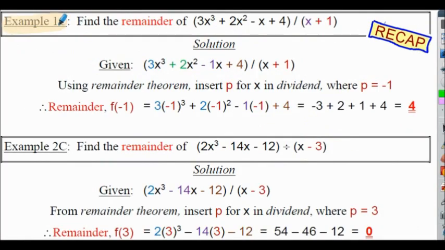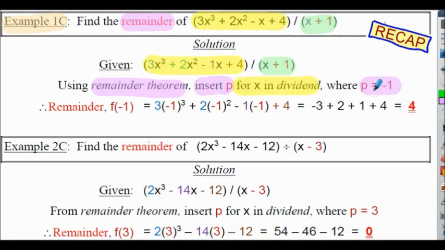Here's example 1c from the previous presentation. We're using remainder theorem to find the remainder of, given our dividend, the cubic expression, our divisor, x plus 1. So as for quadratics, using remainder theorem, we insert p for x in the dividend. Note in this case p is equal to negative 1. So inserting p into our remainder theorem, we insert negative 1 wherever we have an x in our dividend, so it's 3 multiplied by negative 1 cubed, and 2 multiplied by negative 1 squared, minus 1 multiplied by negative 1, plus our 4. And that evaluates to a remainder of 4.